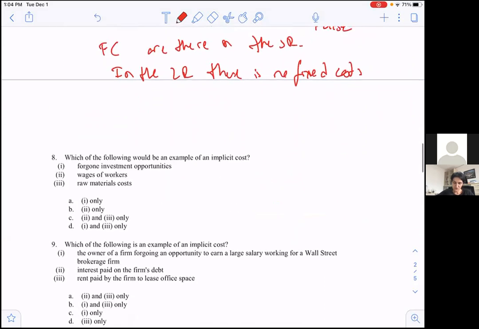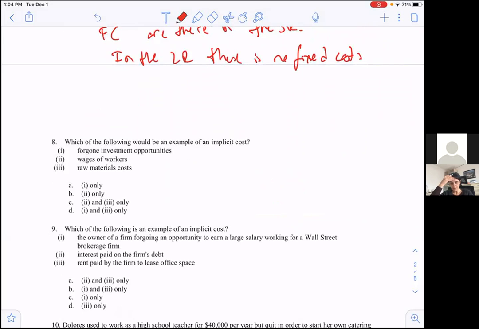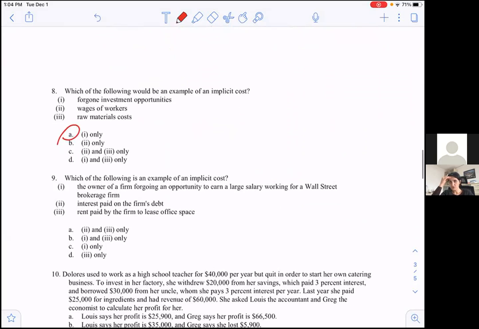Okay. Which of the following would be an example of implicit cost? Foregone investment opportunities, wages of the workers, raw material costs. This is I only, right? So foregone investment opportunities is the implicit cost. Opportunity costs are implicit costs.